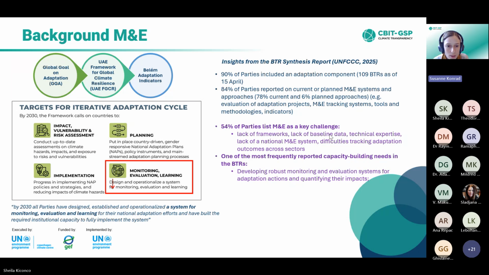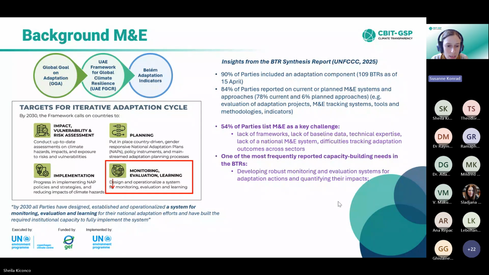So this includes, for instance, approaches for the evaluation of adaptation projects, national M&E tracking systems that are in place, any tools, methodologies, and indicators parties are using. So parties are really providing information on their M&E approaches. But at the same time, and this is really important, 54% of parties also list M&E as a key challenge. And those challenges relate to the lack of frameworks, the lack of baseline data, lack of technical expertise, the lack of a national M&E system overall, and also difficulties in tracking adaptation outcomes across different sectors. So this is a high challenge that countries are facing.